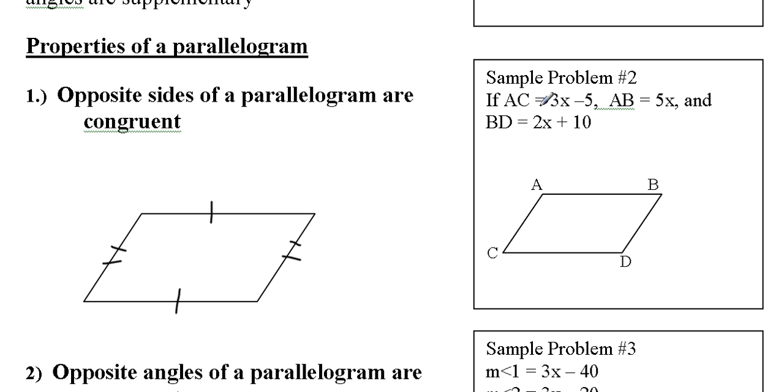So when we look over at sample problem 2, it says AC is 3x minus 5, AB is 5x, and BD is 2x plus 10. Now here, we have more information than we need. We don't need the 5x because all we really need are the opposite sides, which we know are congruent. So we say 3x minus 5 equals 2x plus 10. We solve for x, and we get x equals 15.